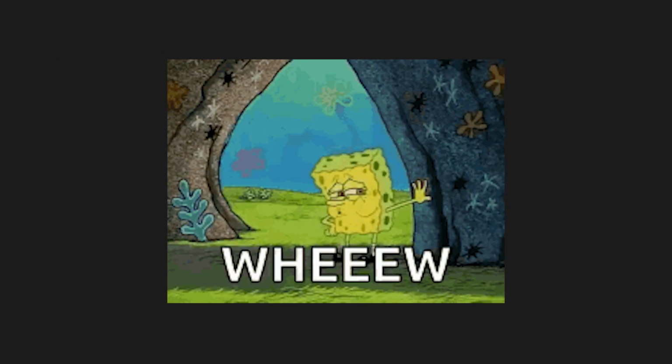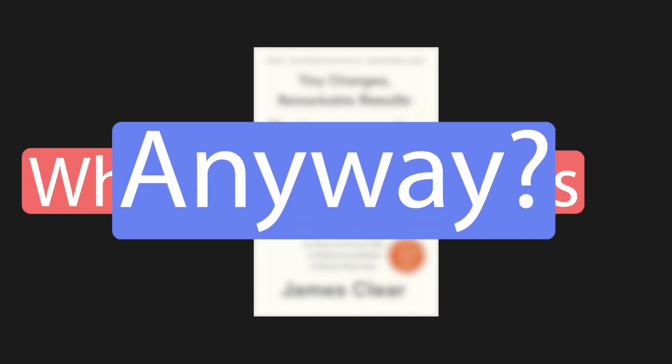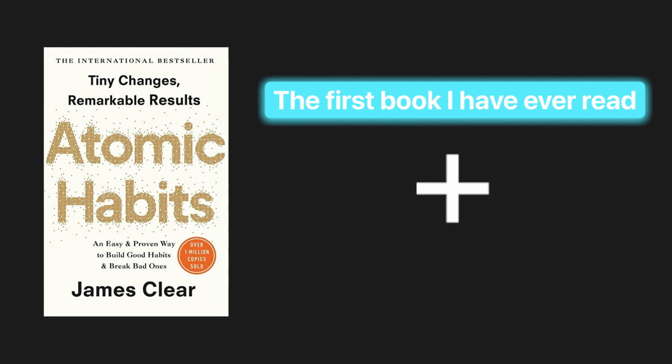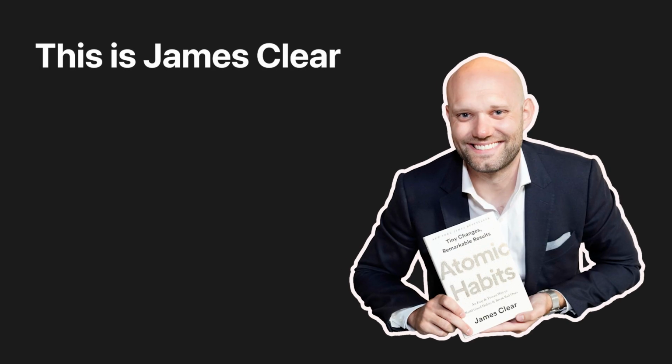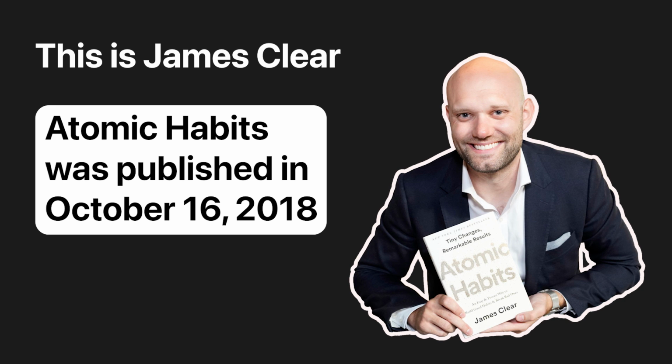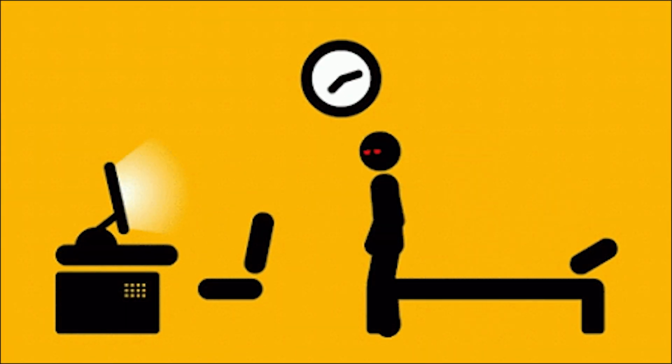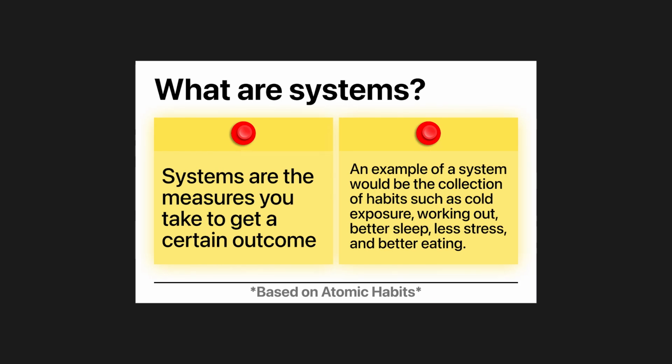With that out of the way, what is Atomic Habits anyway? Well, from my personal experience, Atomic Habits is the first and best book I have ever read so far, and I would recommend it to every single viewer of this video. It is a book created by James Clear and published on October 16, 2018. It is all about how to destroy bad habits and replace them with good habits. It also talks about a concept called systems, which we'll talk about later in the video.